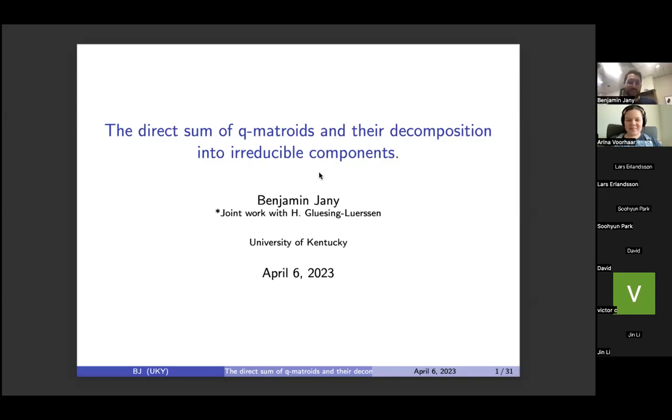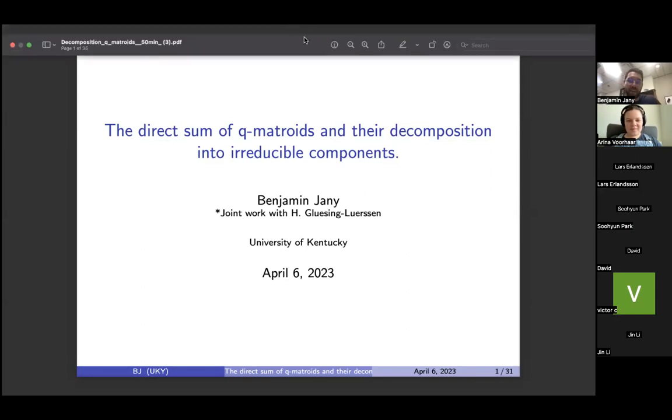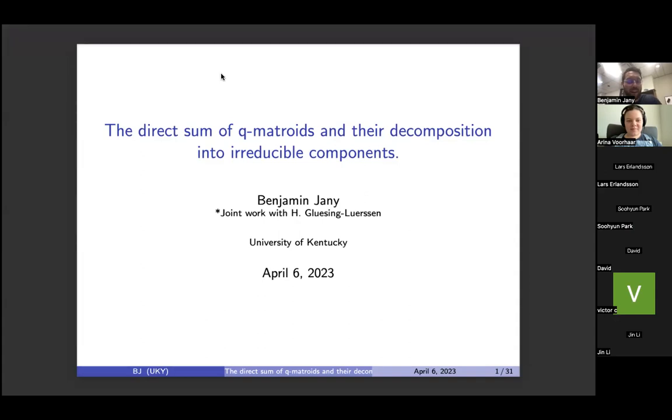I'm excited to be here and talk about some of the research I've been doing with my advisors, Jurrius and Pellikaan. As the title suggests, I'll be talking about the direct sum of q-matroids and their decomposition into irreducible components. But before I get into the work, let's give a little motivation.